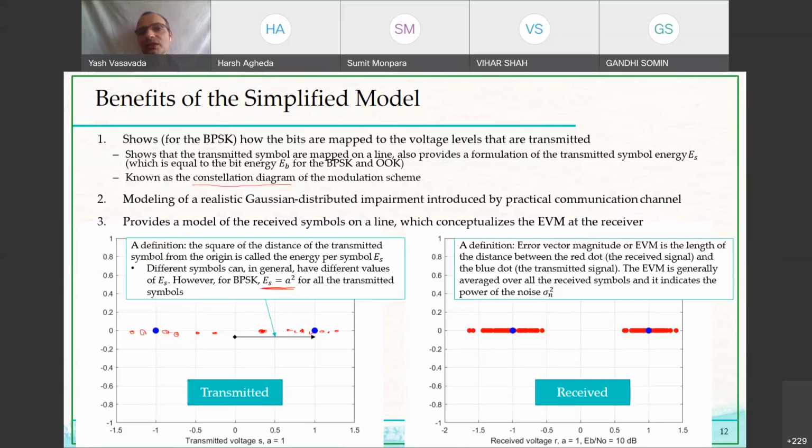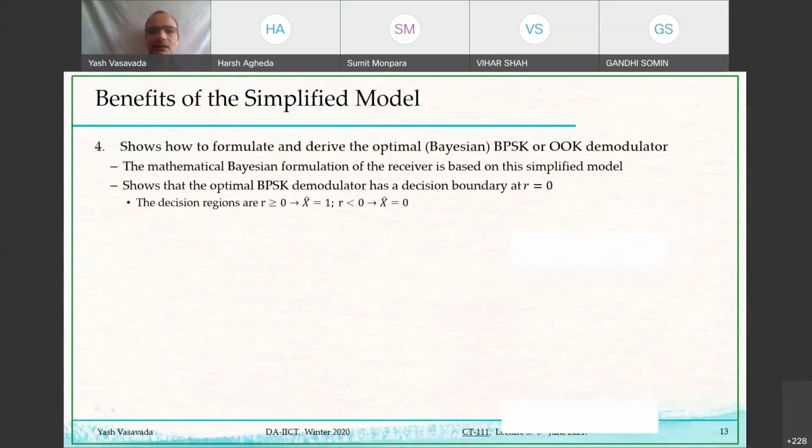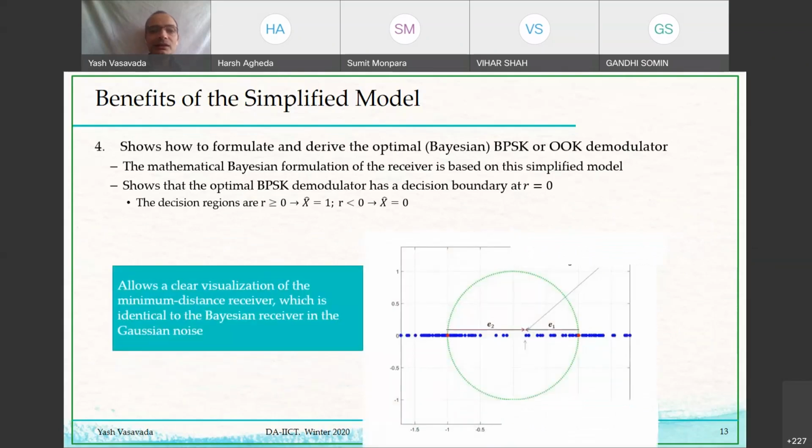And we can appreciate all these concepts, the constellation diagram and the error vector magnitude and all that, without having to worry about any complex aspect of the modulation theory. By just considering this simplified model, we are able to understand this. The other benefit, obviously, is that all that we have done, the decision region formulation, the form of the optimal receiver, and even the understanding that the optimal receiver minimizes the distance, is all possible using the model that we have studied.